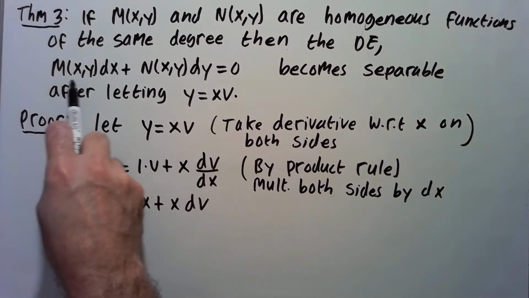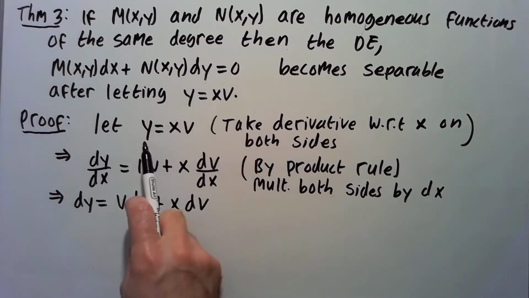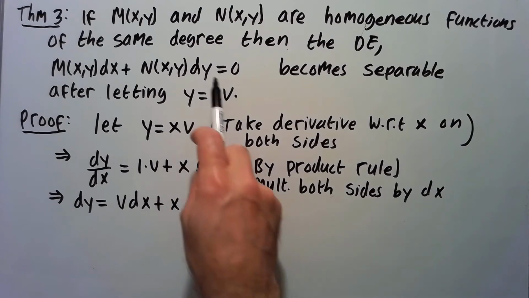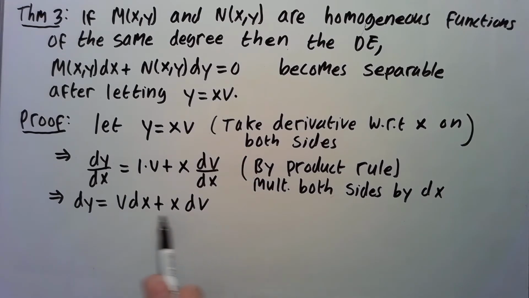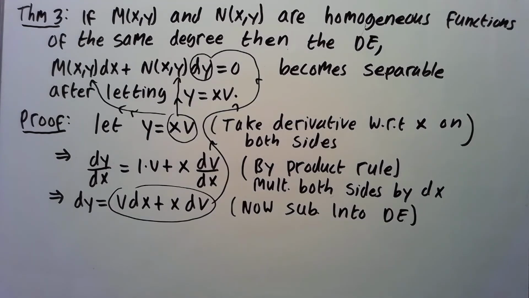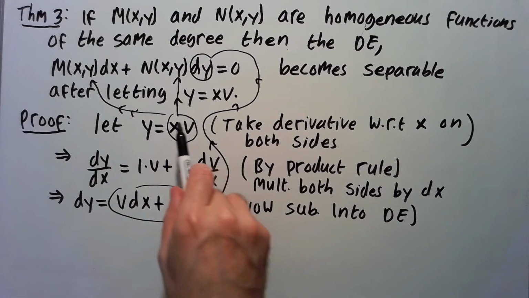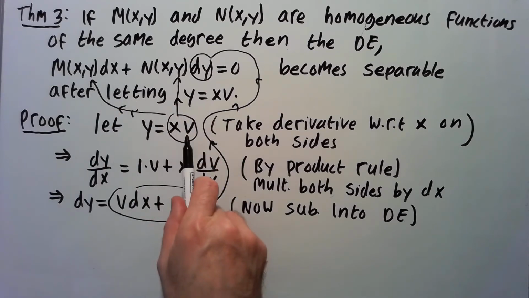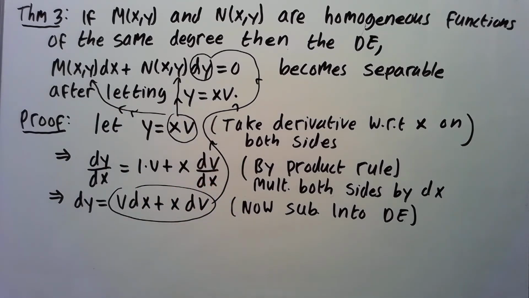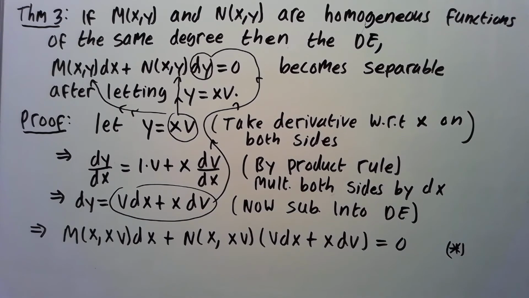Okay, now we're going to substitute into our differential equation up here, substituting y equals xv, and in place of dy, I'm going to write this stuff here. So let's do that. Again, in place of dy, we're going to write v dx plus x dv. And in place of y here and here, we're going to write xv. So let me write the result down here. So we get this: M(x, xv) dx plus N(x, xv) times (v dx plus x dv) equals 0.